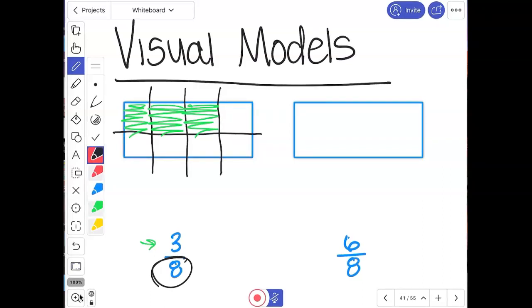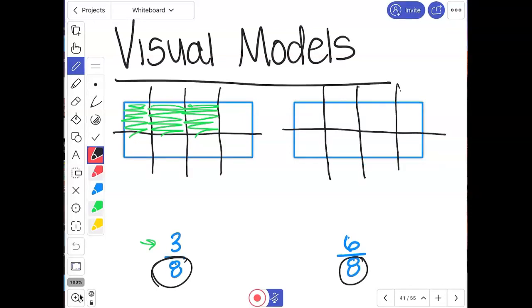I'm also going to represent 6/8 in my other rectangle. So again, my denominator is 8, so I'm going to partition into 8 equal parts. Again, trying to make it identical to rectangle number 1 so that it is comparable. Pretty close. I'm going to take a different color, and I'm going to shade in 6 parts, because that's what my numerator is. 1, 2, 3, 4, 5, 6.